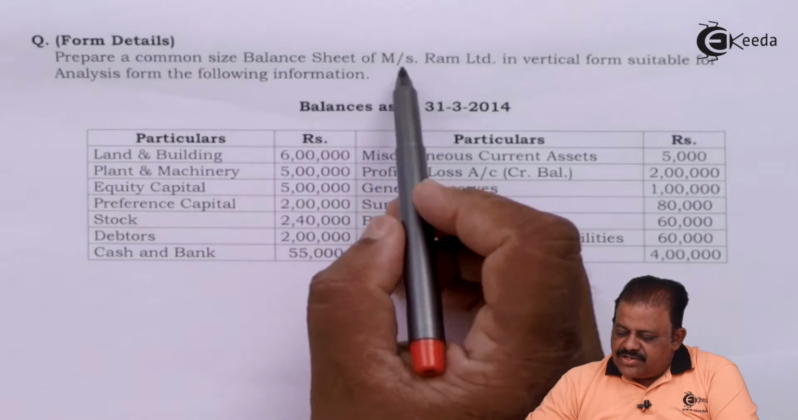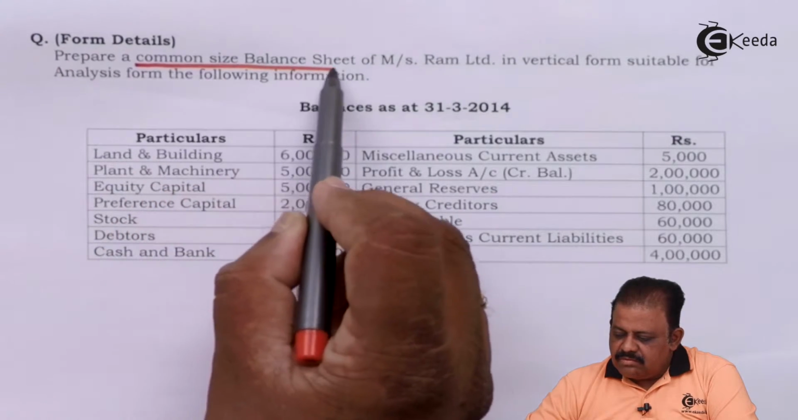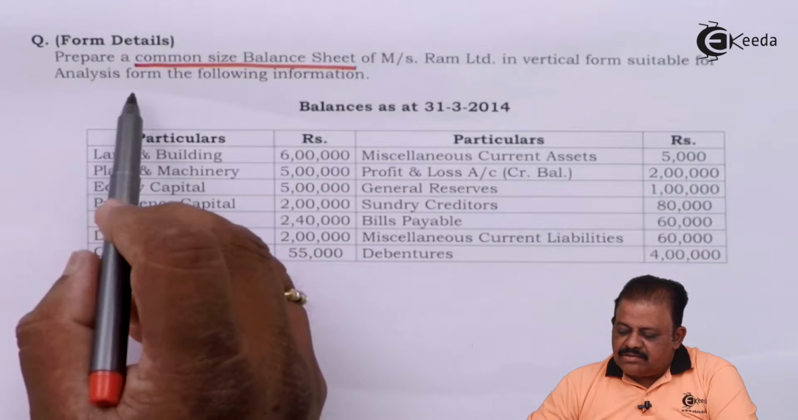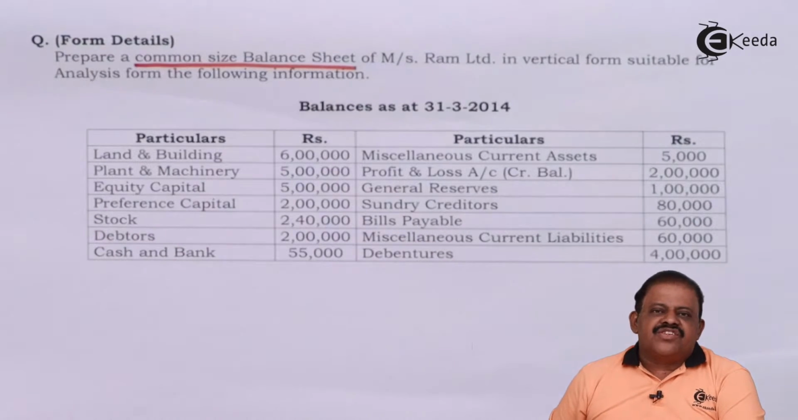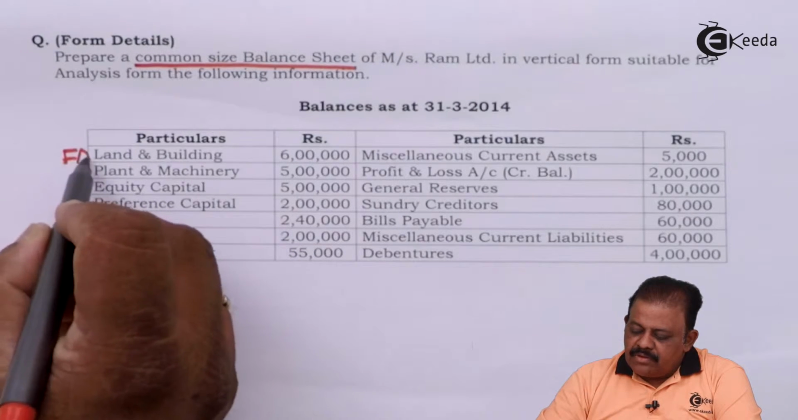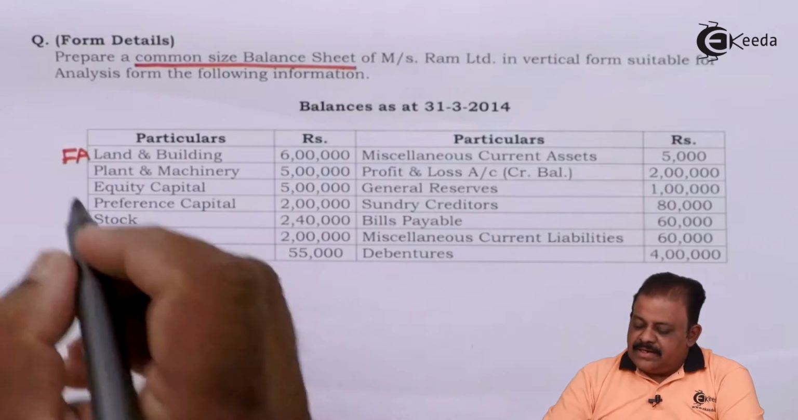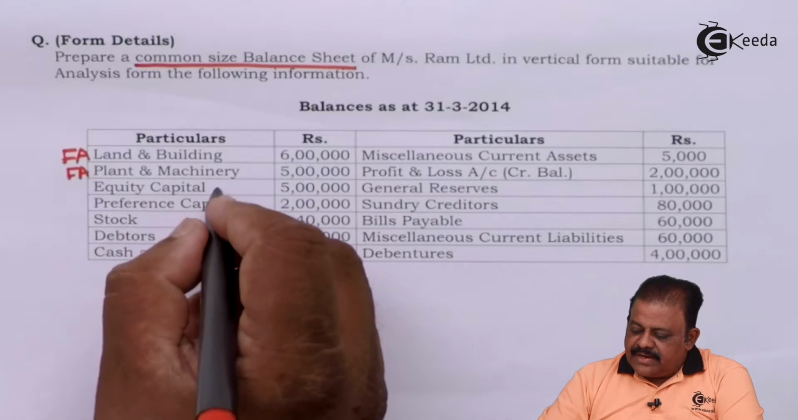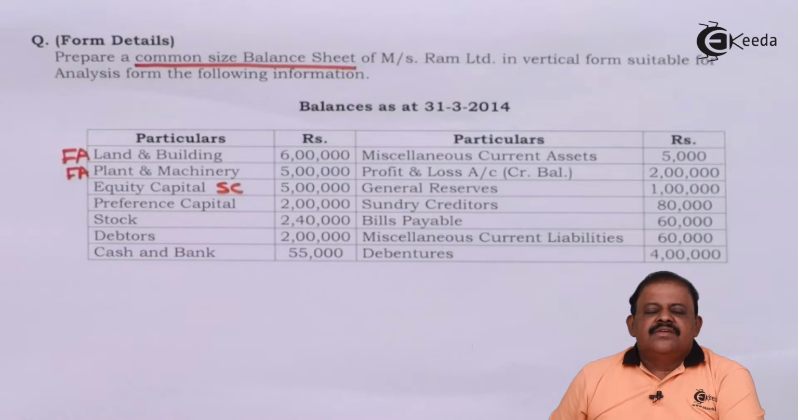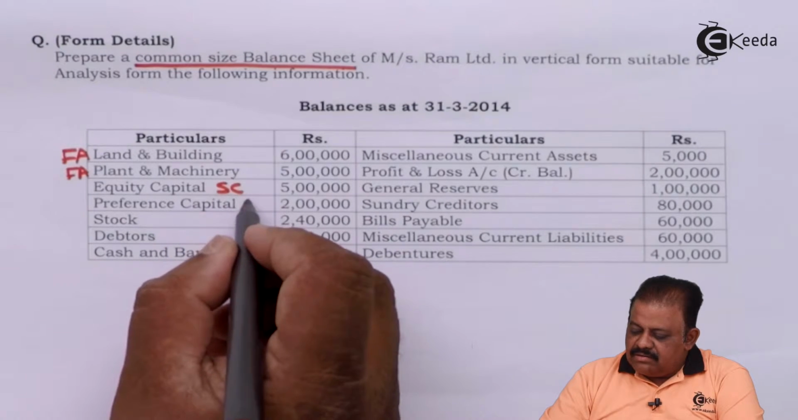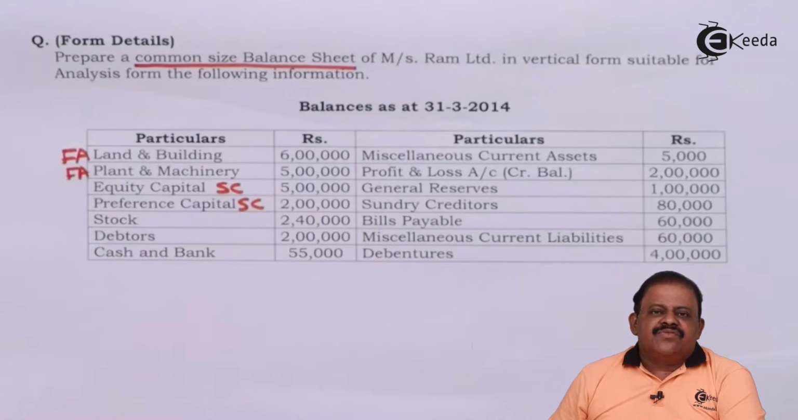Prepare common size balance sheet of Messrs. Ram Limited in vertical form suitable for analysis from the following information. Land and building, fixed assets. Plant and machinery, fixed assets. Equity capital, share capital. It will be part of shareholders fund. Preference capital will be part of share capital.